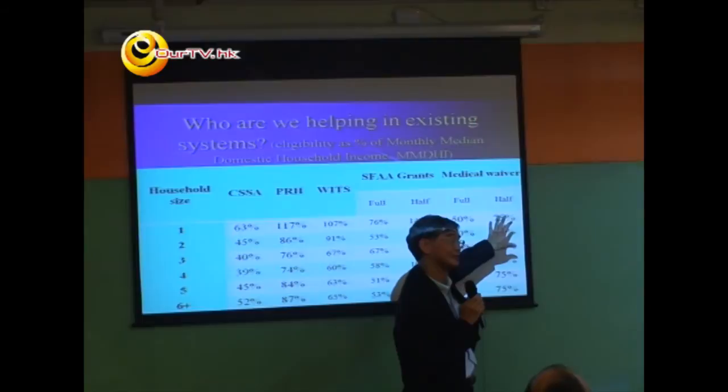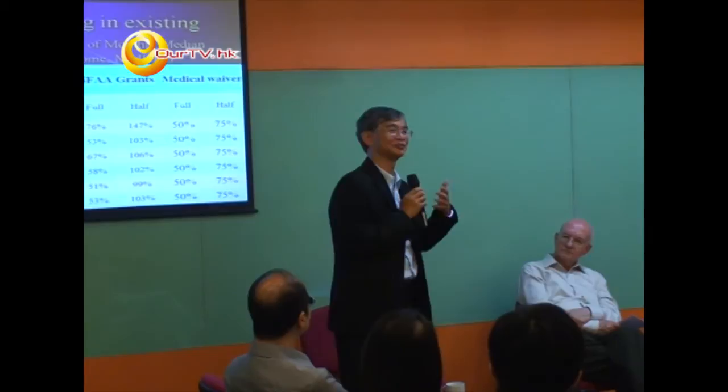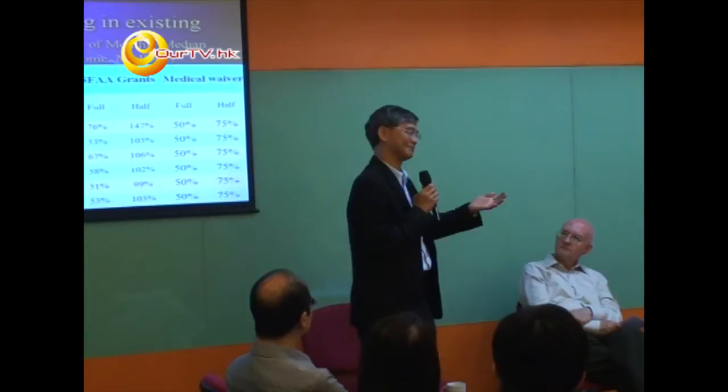But the medical fees are already nominal: $47 for an outpatient clinic, $60 for a special outpatient clinic, and $100 for the day hospital and emergency service. It's already nominal, but for chronic patients it can be quite substantial because they have more than one drug, and the SOPD payment can be very substantial when they have to make repeated visits to the hospital. But anyway, this gives you some idea who we are helping. 100% of the median basically means 50% of the households.